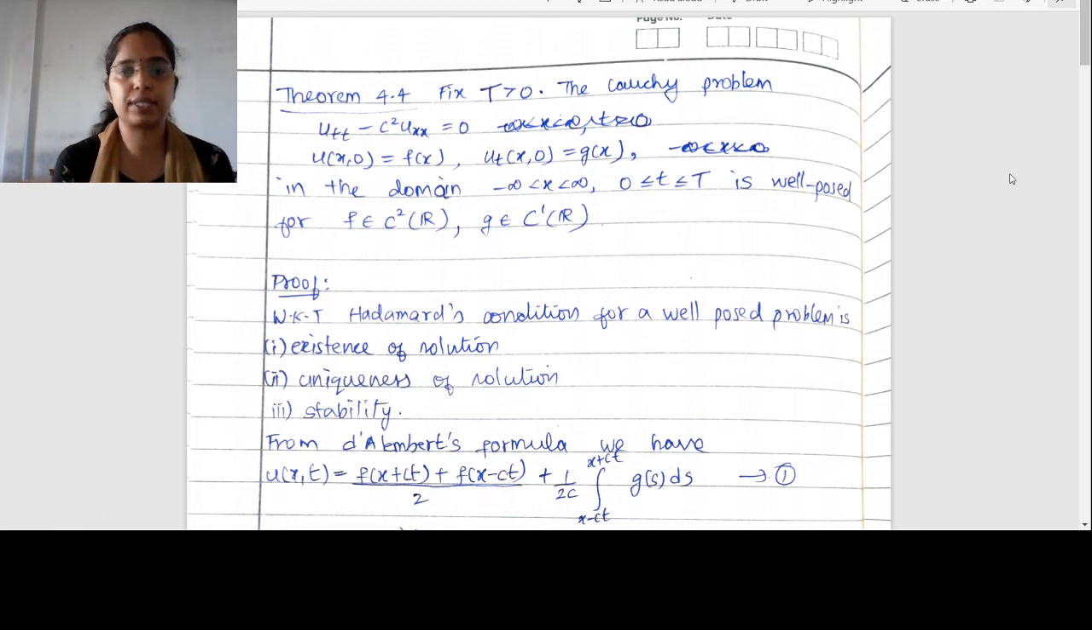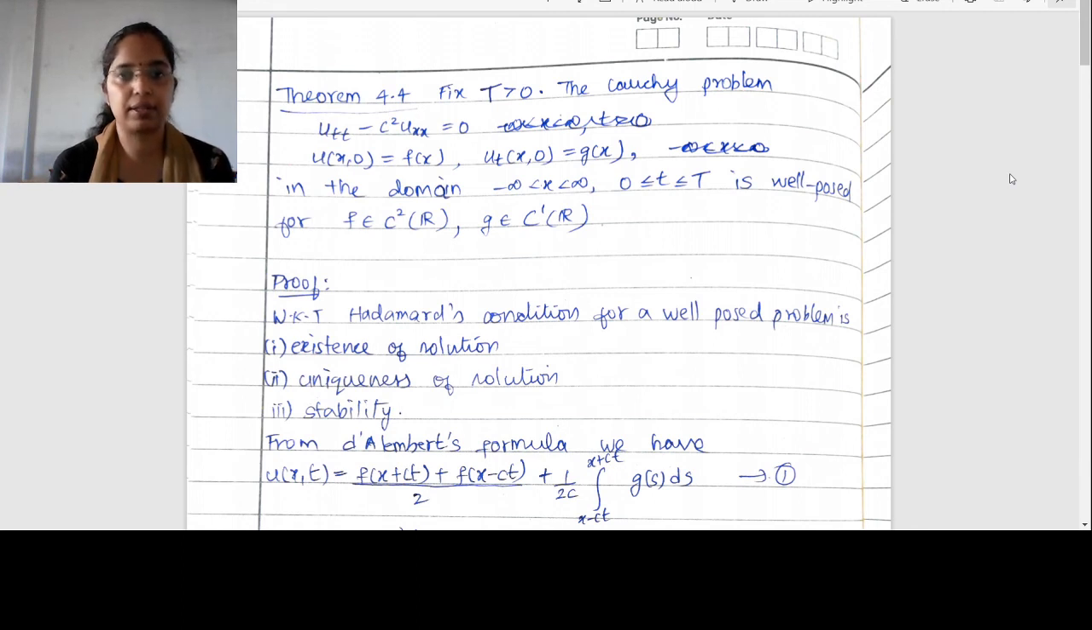The statement is: fix t greater than 0. The Cauchy problem u_tt minus c squared u_xx equal to 0 with initial conditions u(x,0) equal to f(x) and u_t(x,0) equal to g(x) in the domain minus infinity less than x less than infinity, for 0 less than or equal to t less than or equal to capital T, is well posed for f an element of C2(R) and g in C1(R).